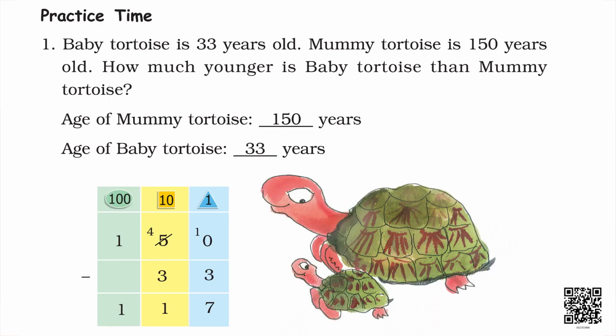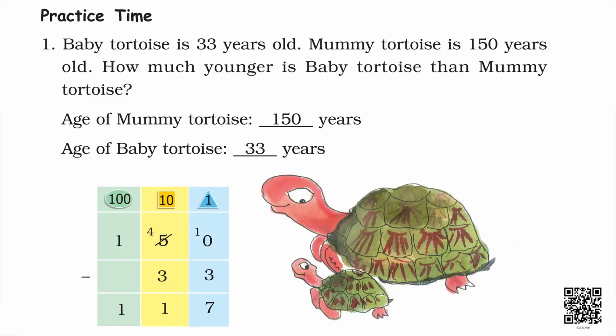First we will write the age of mummy tortoise. Now 1 is in the hundreds place, 5 is in the tens place and 0 is in the ones place. Then we will write the age of baby tortoise, that is 33. So now let us subtract them.